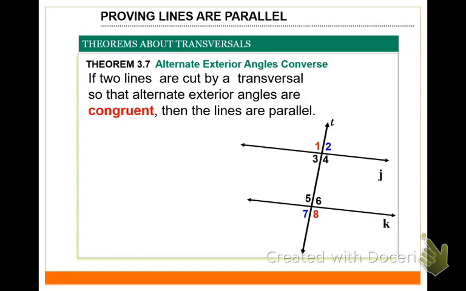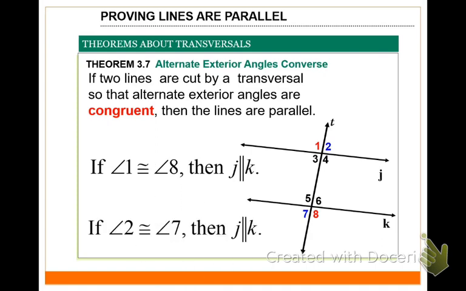So if two lines are cut by a transversal so that the alternate exterior angles are congruent, then the lines are parallel. So this is the next property. Alternate exterior. So what do alternate exterior angles need to be in order for my lines to be parallel? They've got to be congruent. Is that new information? No, it is not. It's okay. So if 1 and 8 or 2 and 7 were congruent, that's enough to prove the lines are parallel.